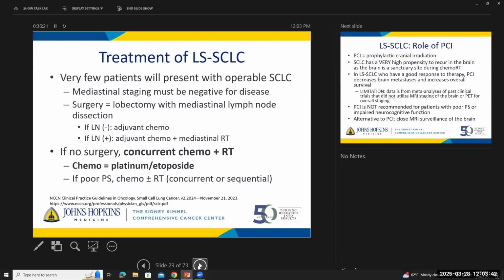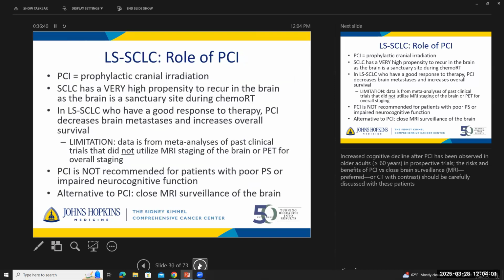If the patient is a really poor candidate, they just have a poor performance status, lots of comorbidities, and they're not going to be able to tolerate concurrent chemotherapy and radiation, you can use those sequentially, meaning you can give the chemotherapy first and then the radiation, but the outcomes are not as good. So the patients don't have as high of a chance of cure.